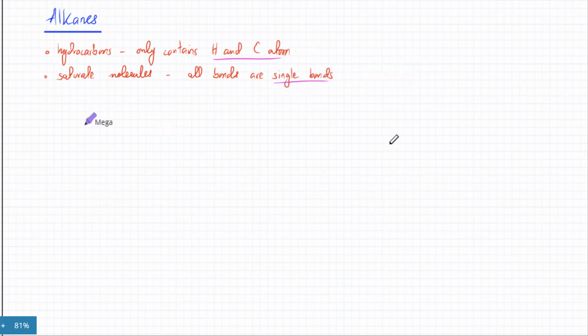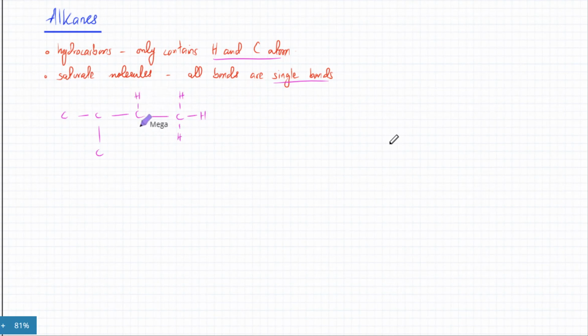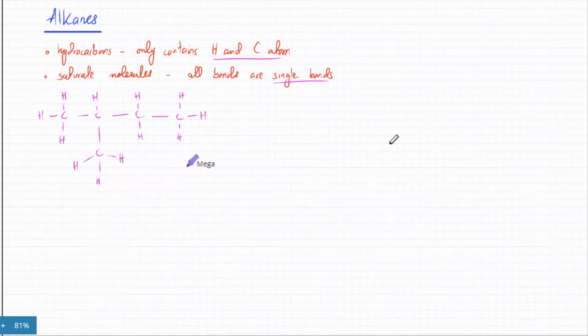You can make any random molecule, whether it contains 2 carbon atoms or 5 or 6, whatever, that is going to be an alkane. So I'm just randomly connecting carbon and hydrogen atoms. Every carbon should have 4 bonds, but make sure every bond is a single bond. So this is one example of an alkane.